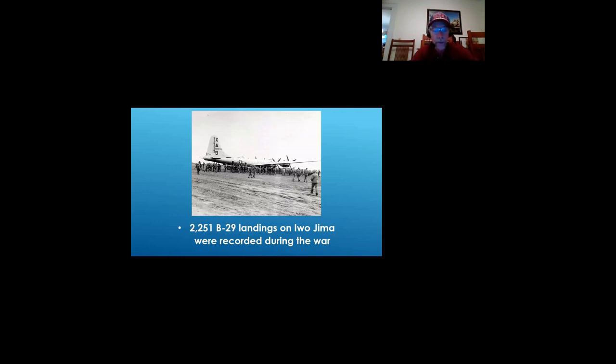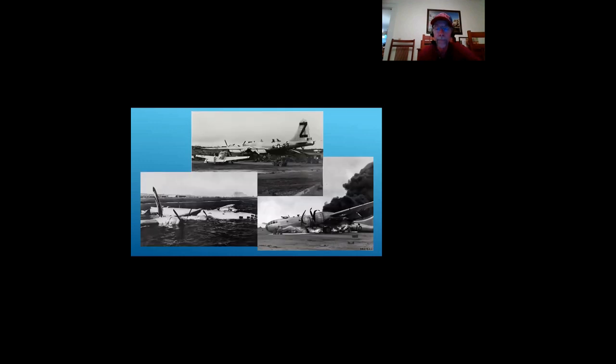In all, over 2,200 B-29s landed on Iwo Jima during the war. And each B-29 had a crew of 10 men. So over 22,000 men probably owe their lives to having taken Iwo Jima, even though the price we paid in men's lives was staggering, it still paid off in the long run.